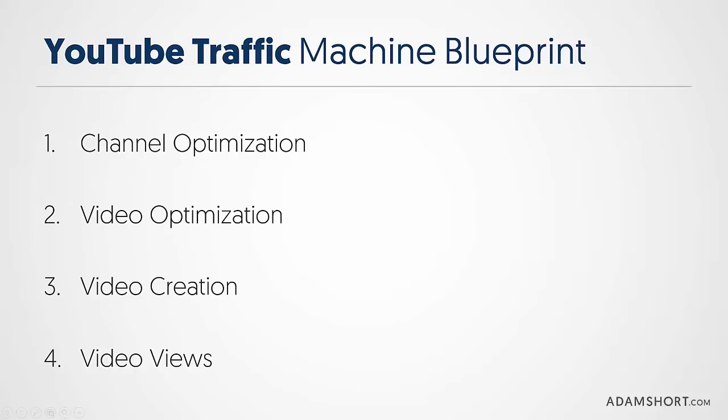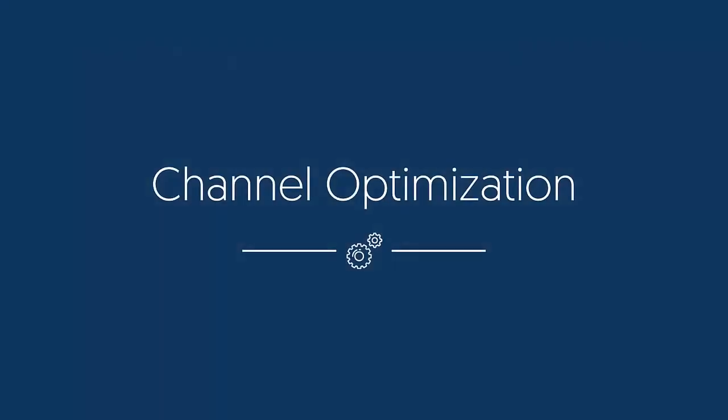However, circling back up to number 1 and number 2 there on the list, if you haven't implemented channel optimization and video optimization, then those views aren't going to be as effective. So you really need to do all 4 of these things correctly to get the best results possible. So let's really get into the details now, and I'll show you how to implement each of these 4 things properly, and we'll start with channel optimization.